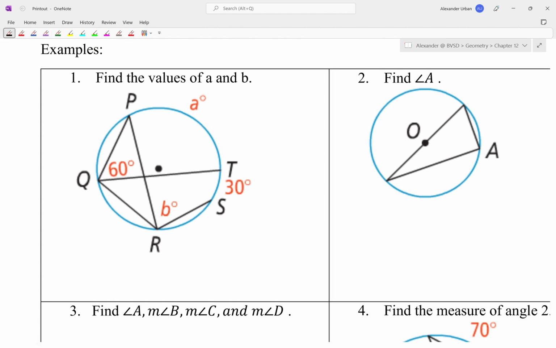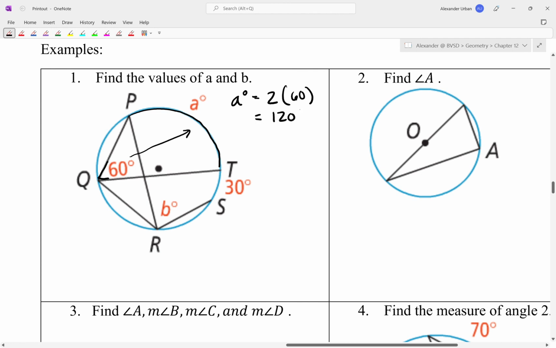For number 1, if angle Q is 60, then the arc that it intercepts, PT, has to be double that. So I'm using the opposite of this. A is going to be 2 times the amount of angle Q. It's reverse. If angle Q is half of the arc measure, then the arc measure is going to be double. So in this case, A is equal to 120 degrees.